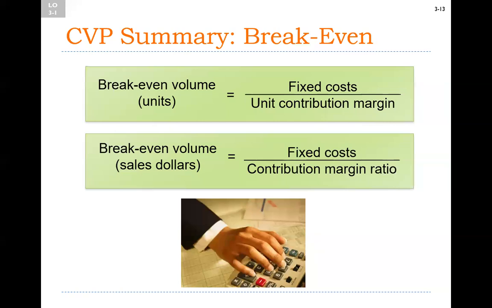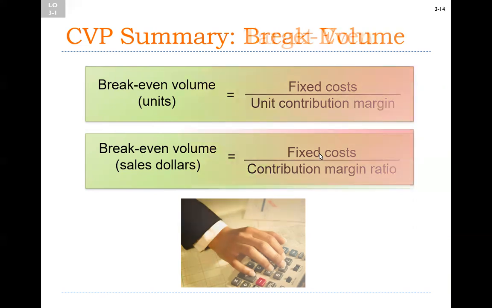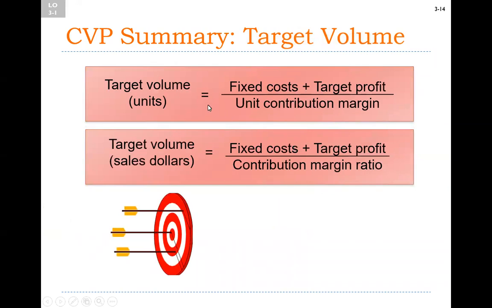Now, these formulas, pretty straightforward. I would say as you are working on the assignments, use these formulas as a guide. We're essentially doing the same thing over and over again. Fixed cost is my numerator or a part of my numerator, whether I'm finding break even or whether I'm trying to find a certain amount of profit or target profit.